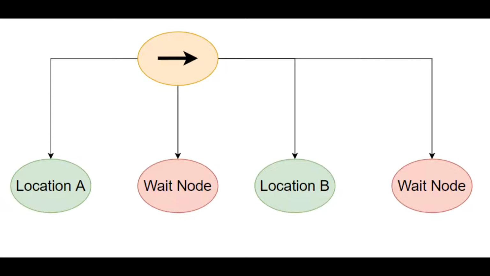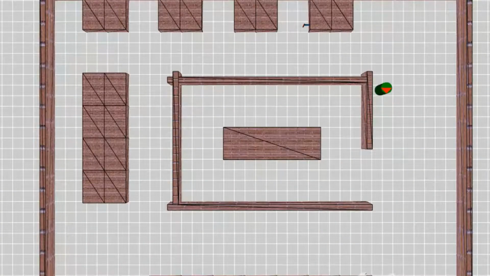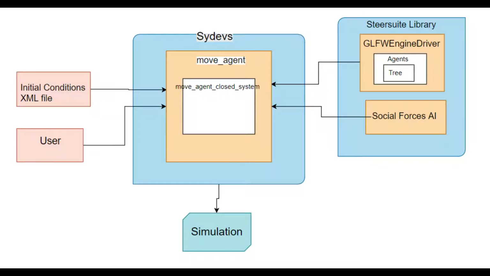Each agent has their own behavior tree and it must traverse through that behavior tree. The length of the behavior tree could be different for each agent. The agent here is going through its behavior tree with a short wait period.